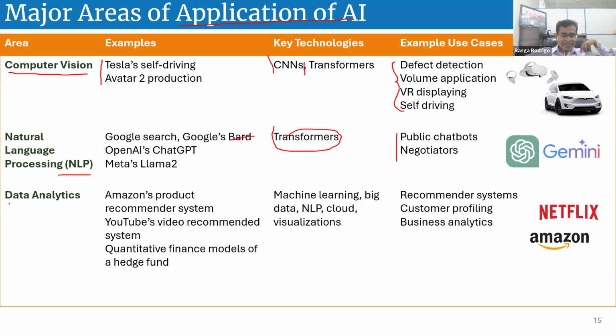Then there's another important field that applies these techniques: data analytics, data sciences, Amazon product recommender systems, YouTube's video recommender systems, quantitative finance models of a hedge fund. All these things are data science techniques. And they use these and many other techniques: machine learning, big data, NLP, natural language processing, cloud visualization, all these things they use. Recommendation systems, customer finance, business analytics like done in Netflix and Amazon. These are examples of those.